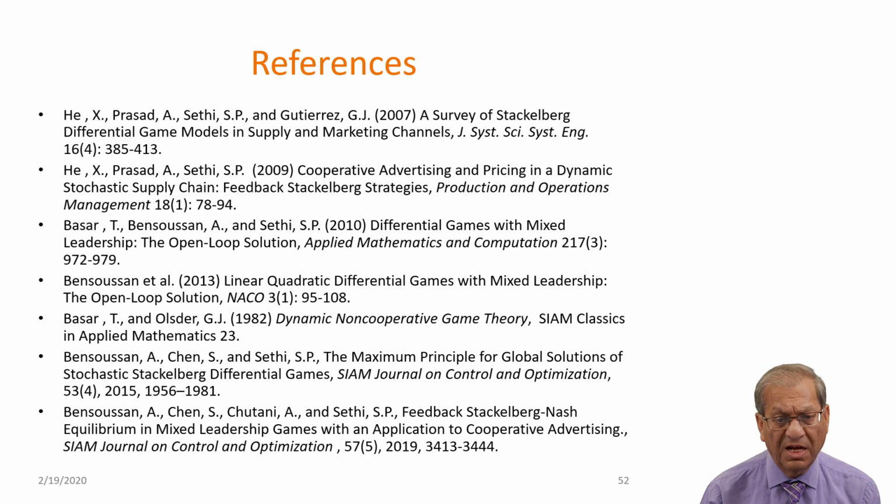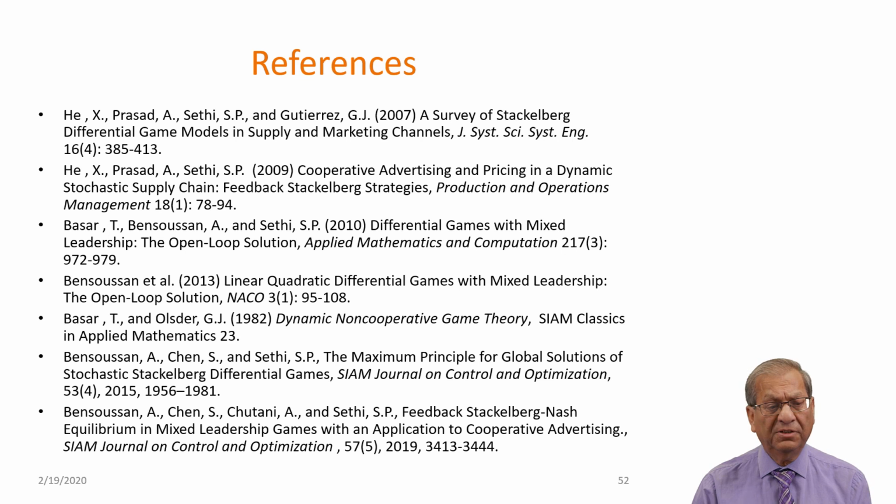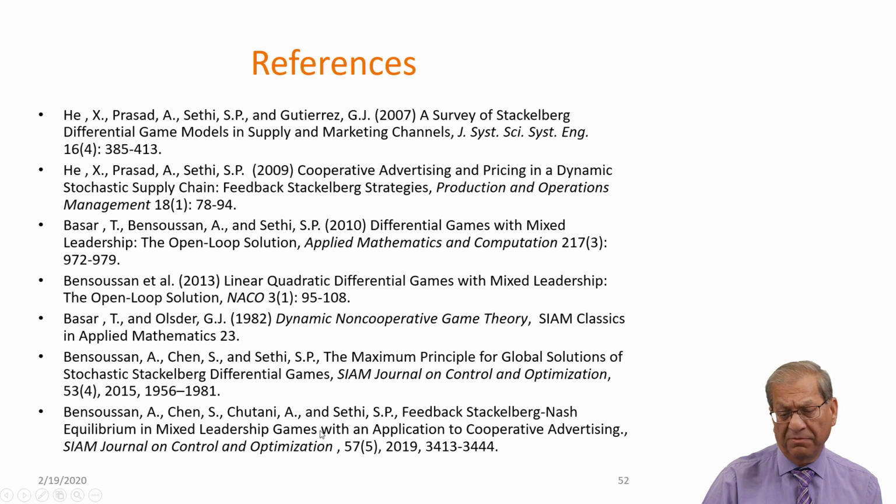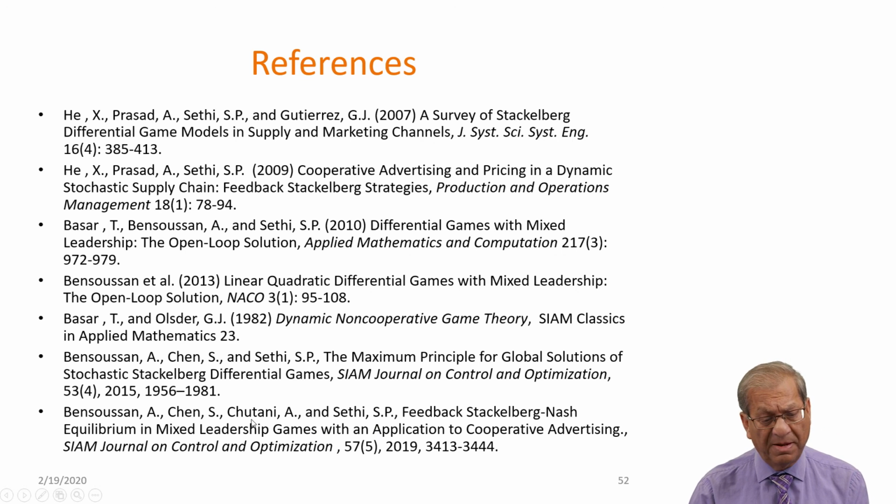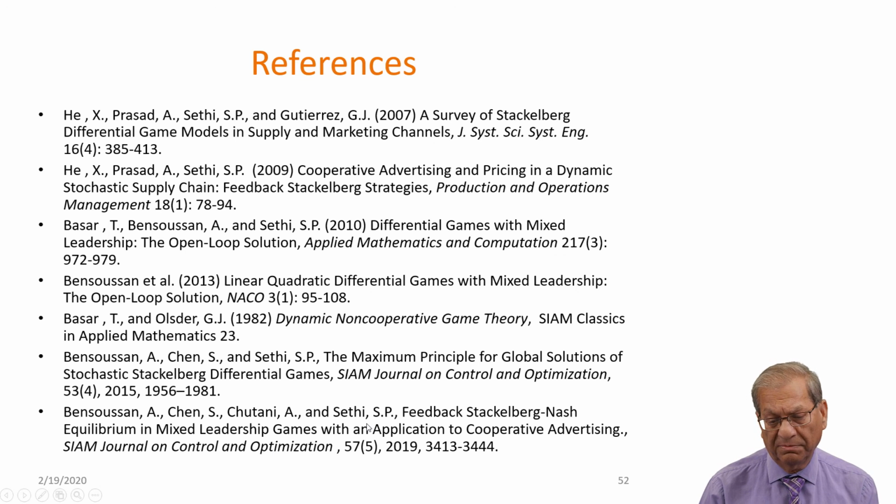Before I conclude the talk, I want to give the list of references that we have. This is a survey paper that I mentioned in the talk. This is the paper on cooperative advertising in pricing and dynamic supply chains. We have a paper by Basar, Bensoussan, and Sethi on mixed leadership. And the most recent paper that I mentioned that I gave you is the paper right below, which is published in SIAM Journal on Control.